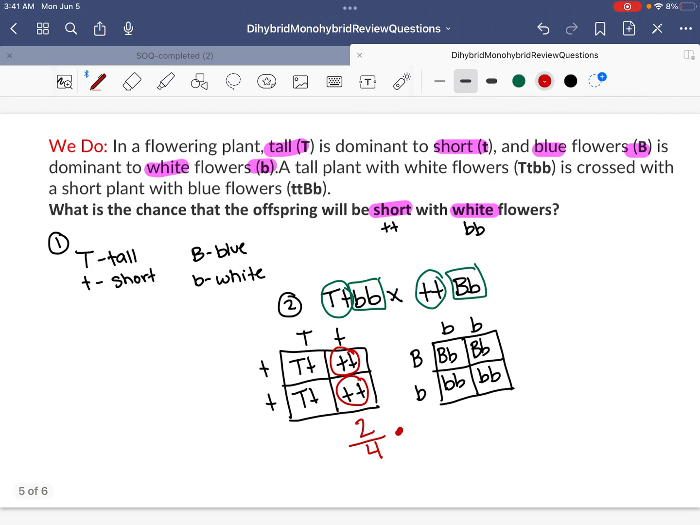Okay, for this next one, again, we're looking for white flowers, which is depicted by homozygous recessive or little b, so I know it's 2 out of 4. Again, multiply across. So 2 times 2 is 4. 4 times 4 is 16. You can reduce it to 1/4, or just plug it into the calculator that is provided, and we know it is 25%. So with these parents, there's a 25% chance that the offspring will be short plants with white flowers.